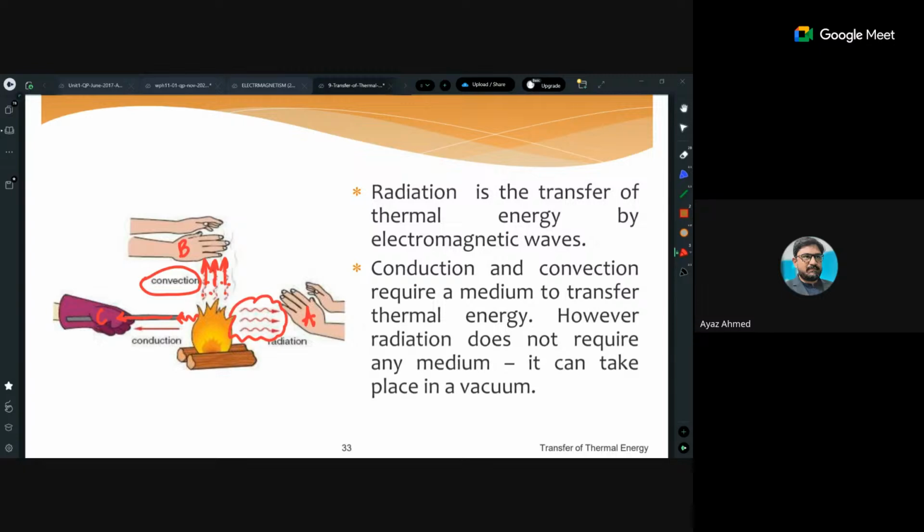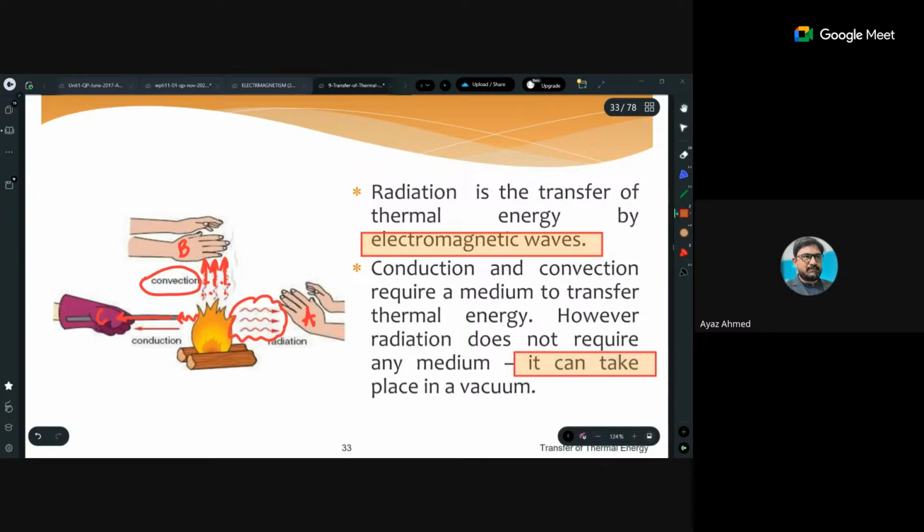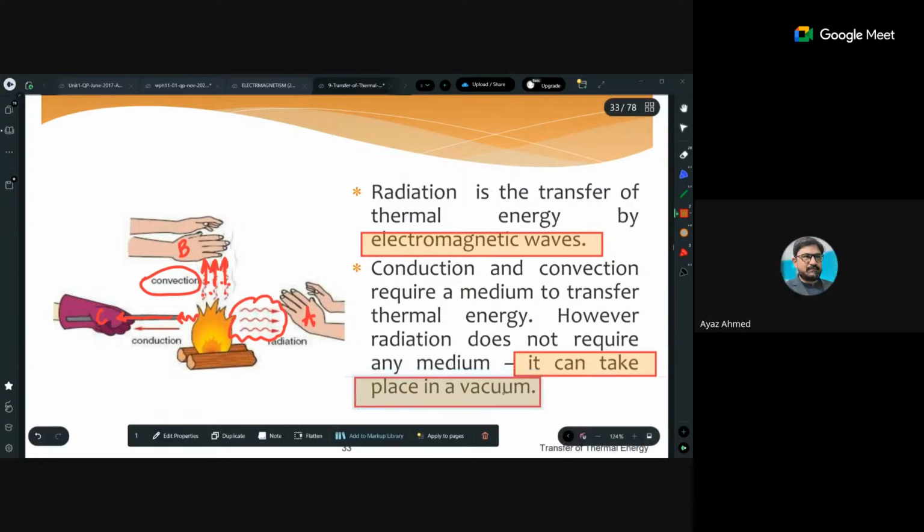So radiation is the transfer of thermal energy in the form of electromagnetic waves. Do you know the name of those electromagnetic waves? Those are also called thermal radiation, I mean infrared radiation. Conduction and convection require a medium for the transfer of energy, but these electromagnetic waves can pass through vacuum as well, isn't it? Do you believe? Yeah. I don't know. So that is why the energy transfer through radiation takes place in vacuum.